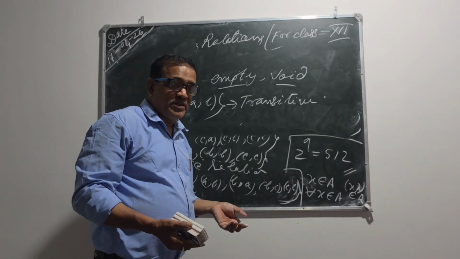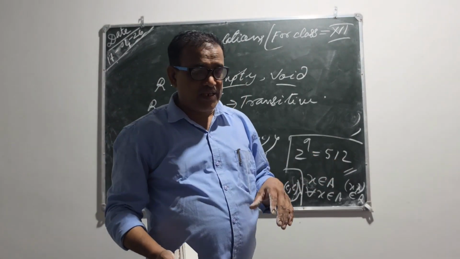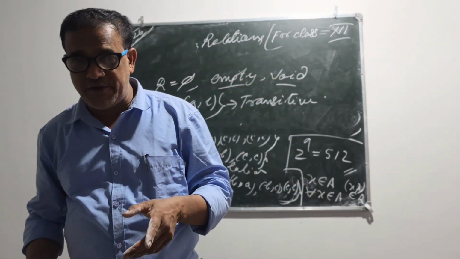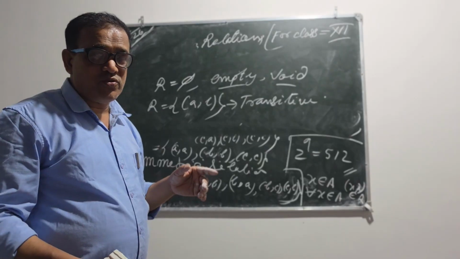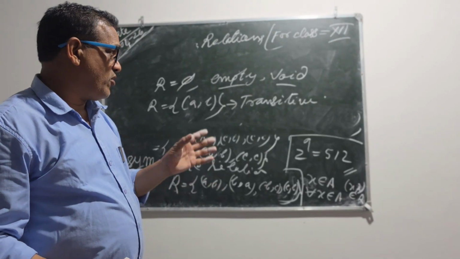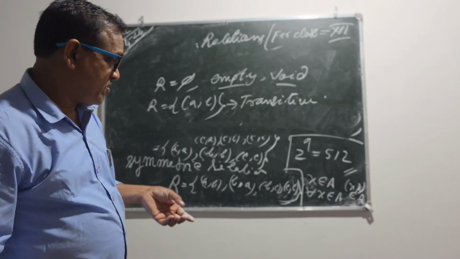For any equivalence relation, the first condition is it should be reflexive. Next one, it should be symmetric. Then the last one is it should be transitive also. Then only you can say it is an equivalence relation.